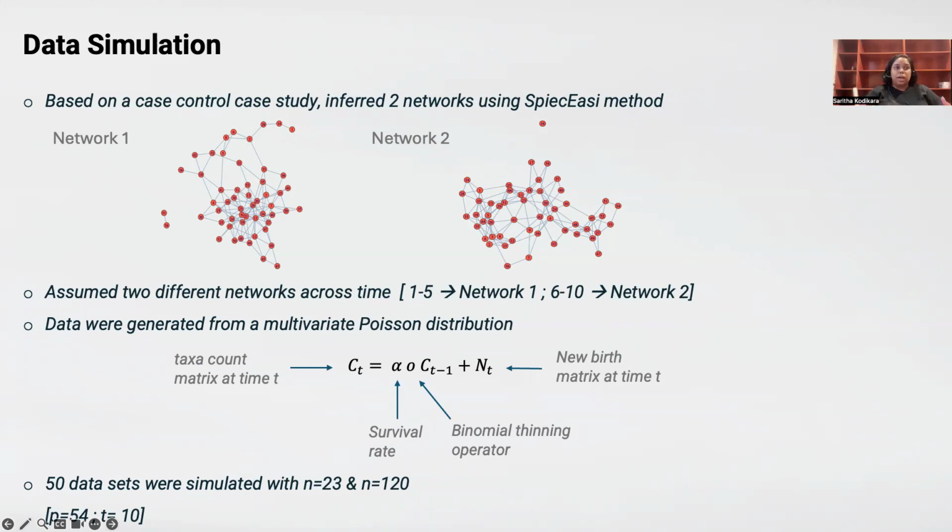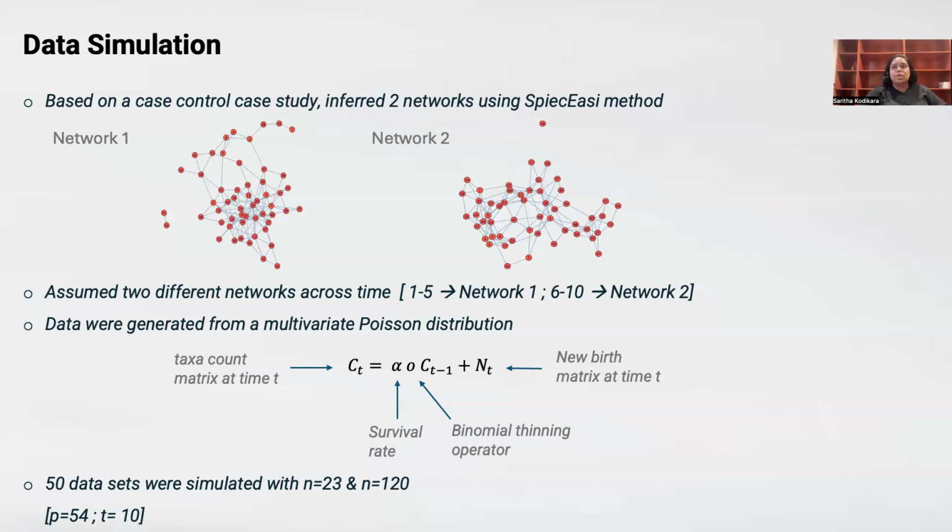So what we do is you have a multivariate Poisson distribution where the data is generated. Also, to have some dependency across time, we have introduced something called a thinning operator, which takes the previous time points' counts and thins them so that you can consider them as deaths or survivals. So you have counts of different taxa in the previous time points, and they will be reduced in the current time point. And also you will have new taxa being added. So these are more like birth and death.